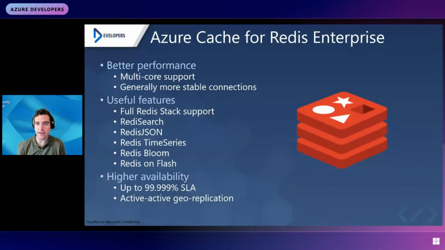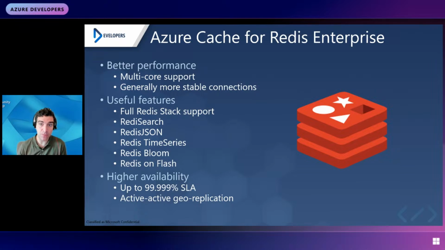Right now in our service, we actually have 5 tiers. We have our basic tier, our standard tier, and our premium tier, and these are all built on vanilla open source Redis. And then we have our enterprise and enterprise flash tiers, and these are built on Redis Enterprise. Redis Enterprise is totally compatible with Redis. It's just a more advanced version that has a lot of really useful features. I highlighted a few of those here.